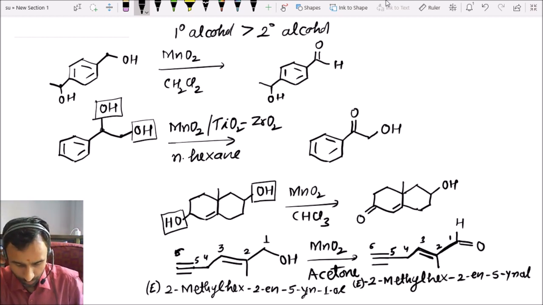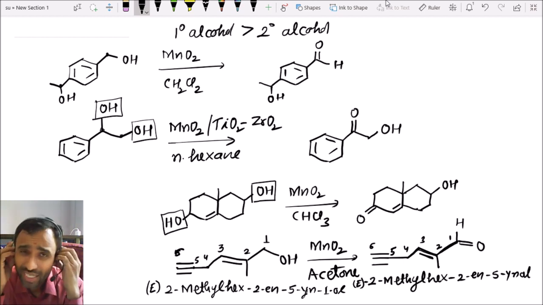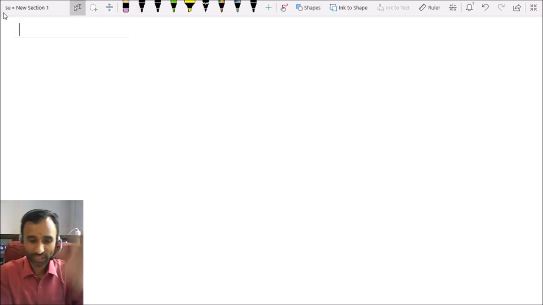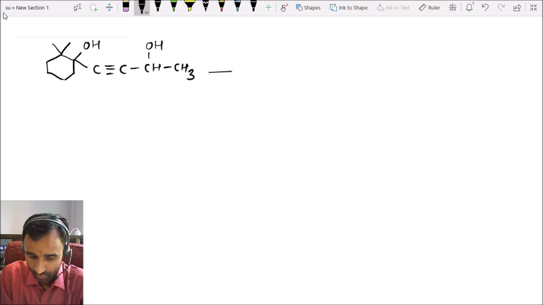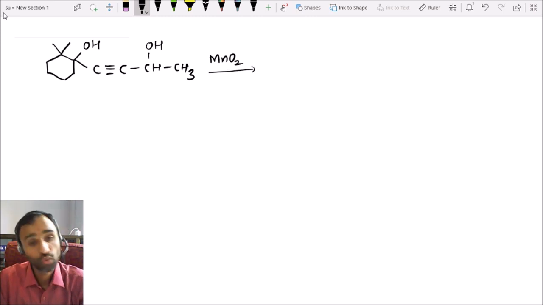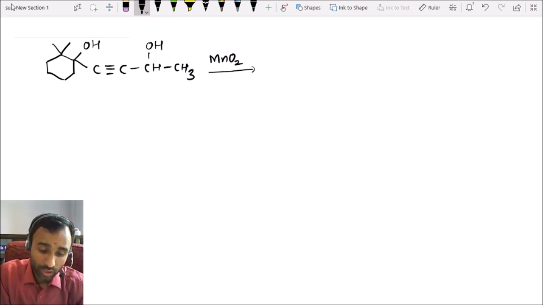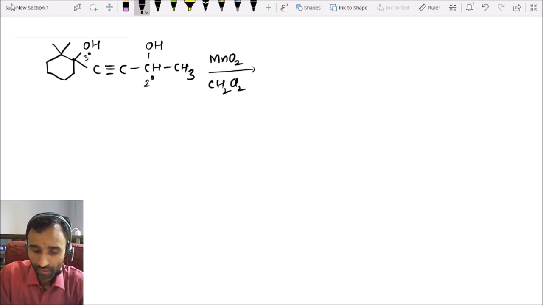Okay, so now I give you one example that even in the absence of unsaturation, it will also oxidize primary or secondary alcohols into aldehydes and ketones. Okay, yes, in good yield. Next example. Now in the presence of MnO2, say the double bond is equidistant from both the OH, but this is secondary and this OH is tertiary. So obviously tertiary will not be oxidized, secondary will be oxidized. So it remains as such.